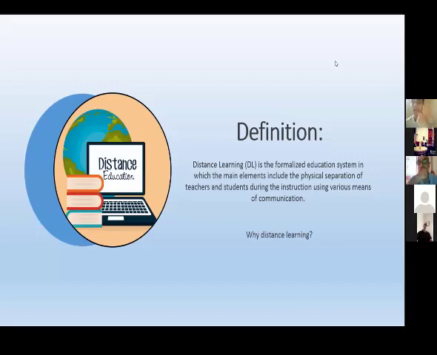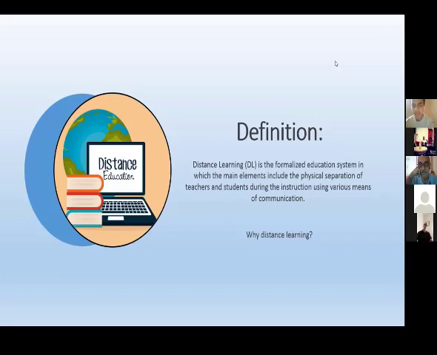So why distance learning? Because it focuses on non-traditional learners, like full-time workers, and non-resident learners who are in remote regions. They lack convenient access to traditional classrooms. And of course, there are other circumstances that contribute to the use of distance learning. For example, the circumstances we are going through nowadays, with the coronavirus and the lockdown, we cannot take traditional classes.